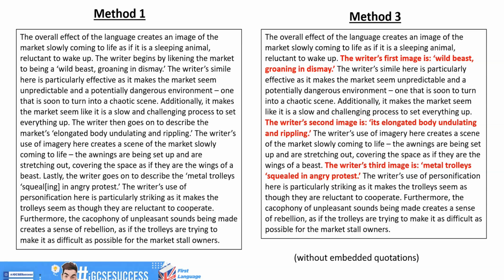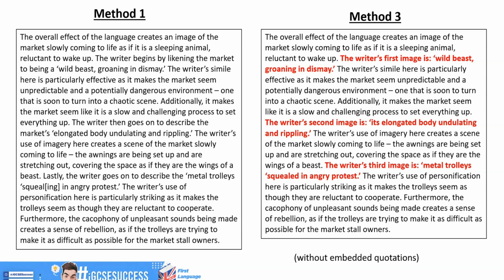So let's read method 1 first of all, using the 5-step method with embedding quotations. So the overall effect of the language creates an image of the market slowly coming to life as if it is a sleeping animal reluctant to wake up. The writer begins by likening the market to being a wild beast groaning in dismay. The writer's simile here is particularly effective as it makes the market seem unpredictable and a potentially dangerous environment, one that is soon to turn into a chaotic scene. Additionally, it makes the market seem like it is a slow and challenging process to set everything up.